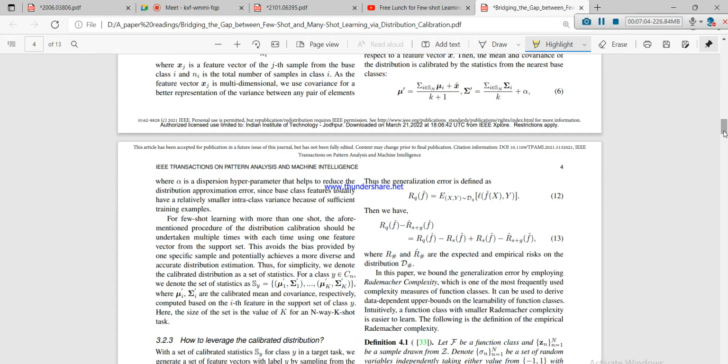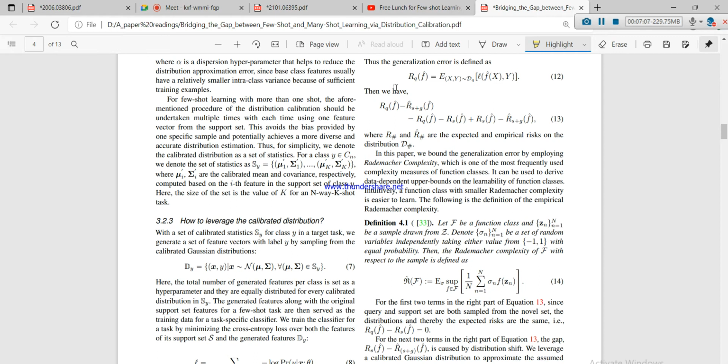Finally the generalization error is defined in this sense, and then we have R_G bar and R bar_S plus G equal to this, where R and R bar are the expected and empirical risk, with respect to the distribution D. In this paper, they bound the generalization error by employing Rademacher complexity, which is one of the most frequently used complexity measures of function classes.